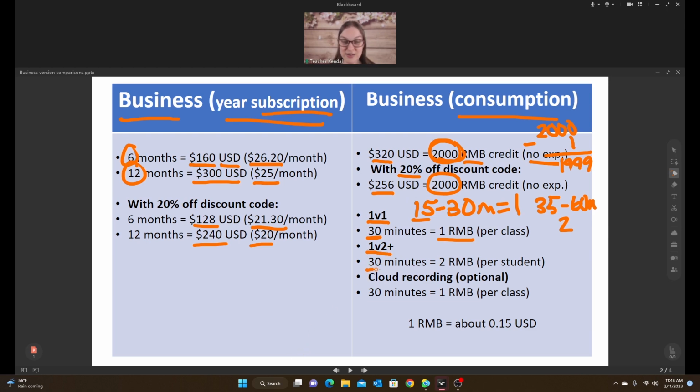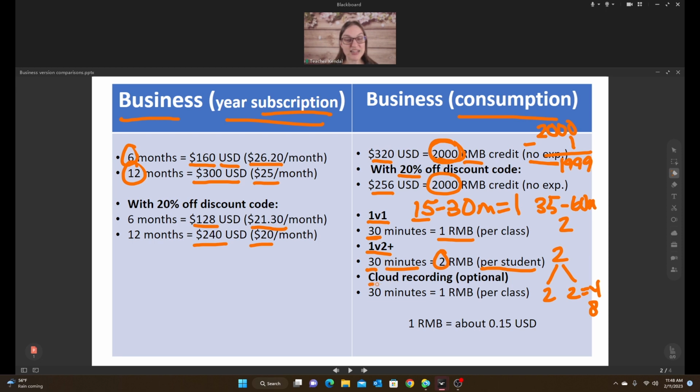Again, every 30 minutes is 2 RMB per student. So if you teach 2 students, each student would be 2 RMB if it's a 30-minute class. So 2 students would be 4 RMB. If you teach an hour class, it would just be double that. So 2 students, 4 RMB each would be 8 RMB.